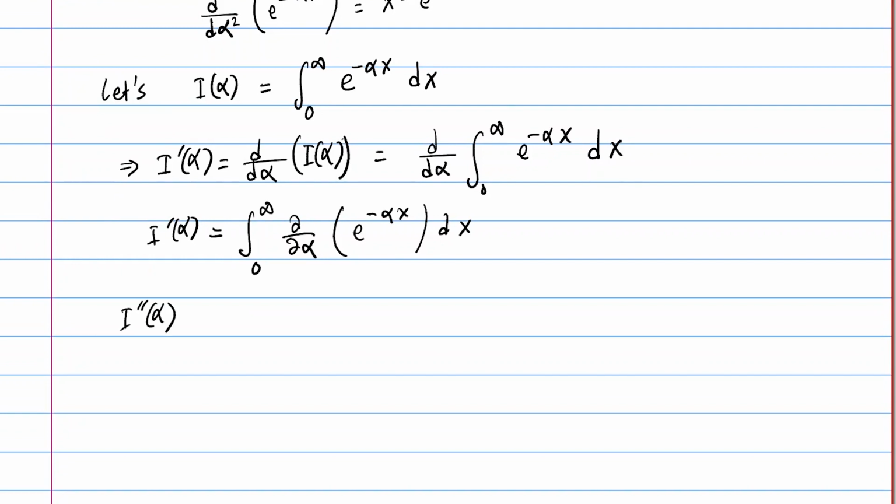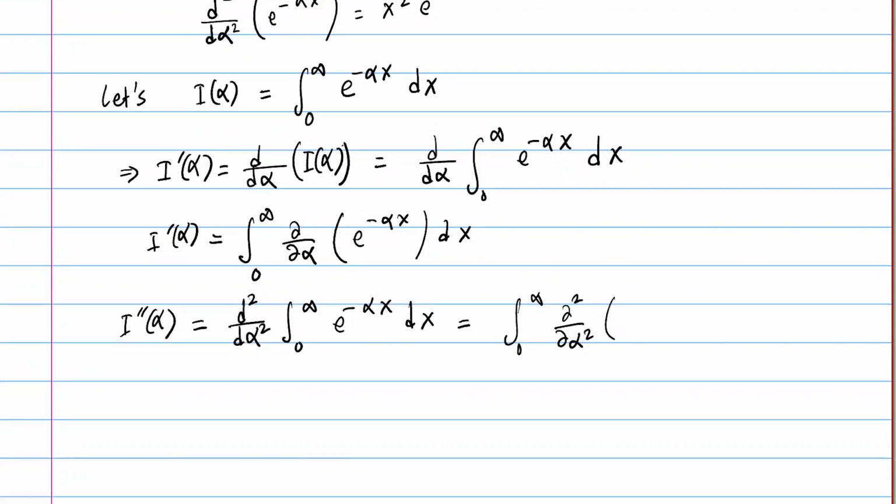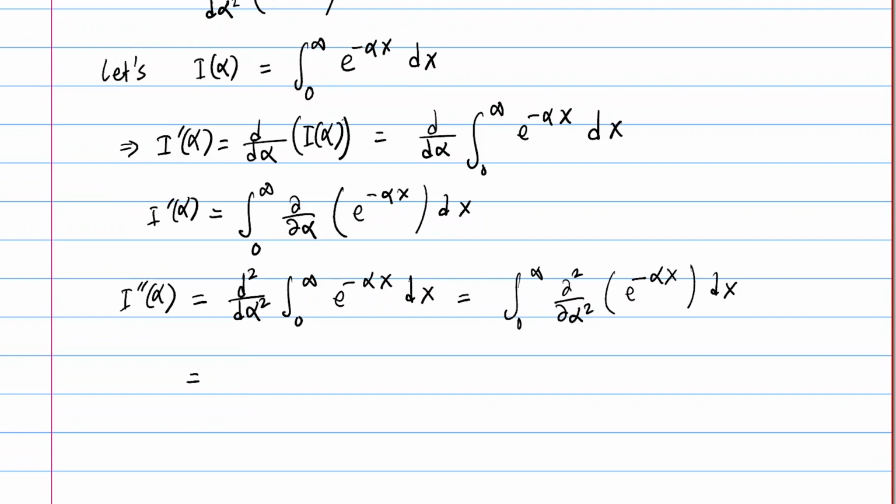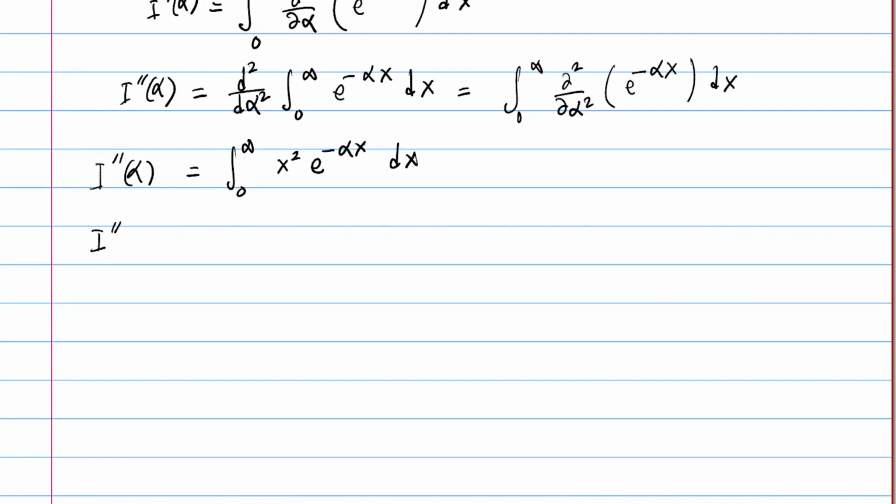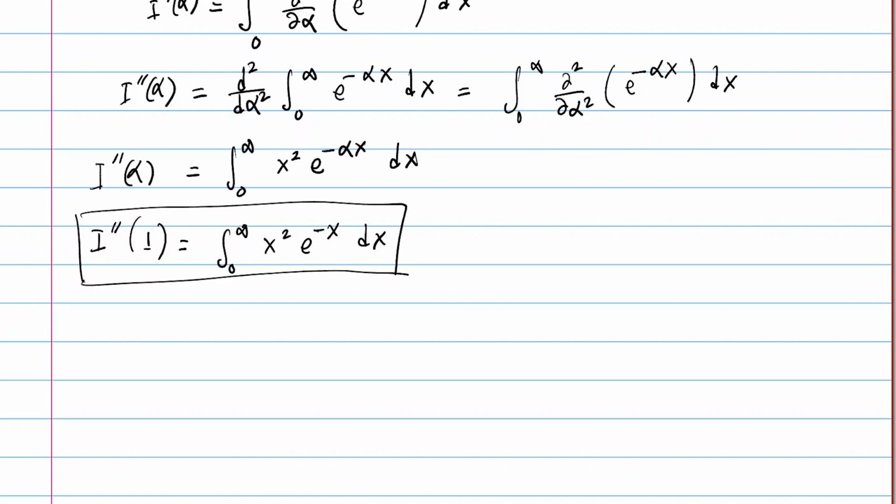So I double prime of alpha, or second derivative with respect to alpha, is the integral from 0 to infinity of the second derivative of e to the power negative alpha x dx. We previously showed that this should give x squared e to the power negative alpha x dx. We see that for alpha equal to 1, I double prime of 1 is just the integral from 0 to infinity x squared e to the power negative x dx, which is our desired integration.